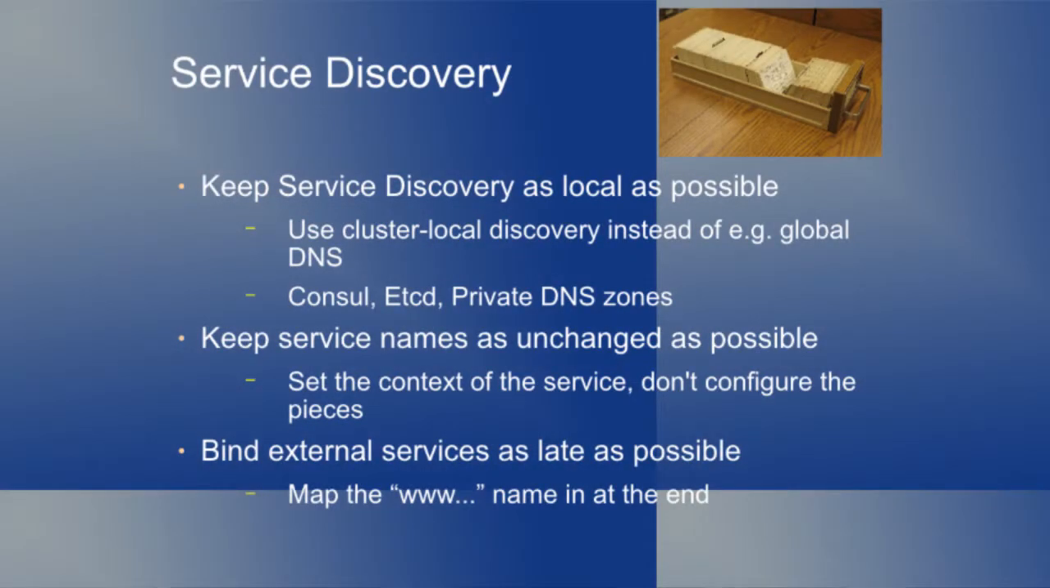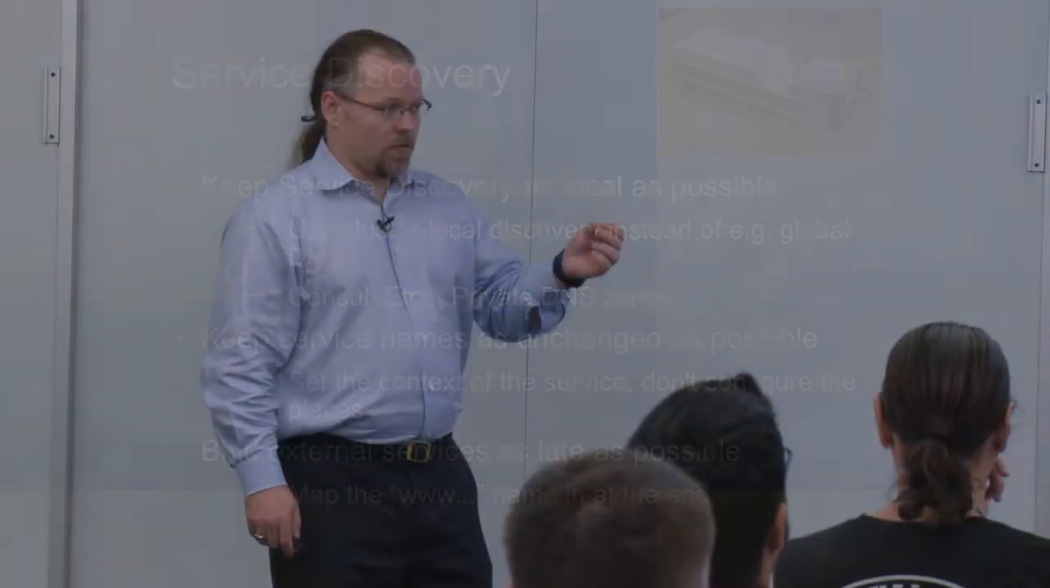Service discovery, very important function in infrastructure as code: Consul, etcd, DNS. Keep it as close to your stack as possible. So you don't want global names in DNS locating your database for you. Keep the service names as unchanged as possible. So my app server knows I'm talking to the database. And in dev, that's a different database than in prod. But the app server just says, I'm database. That way I don't have to configure as much. I don't have to change configuration in the different environments. I can change my infrastructure, not my configuration.